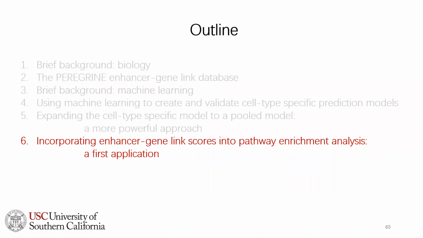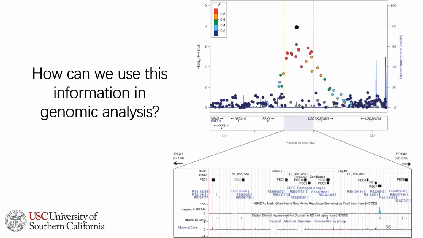So once we are able to come up with these final scores for the links, we would like to incorporate them in a real world application. So we want to incorporate enhancer gene link scores into pathway enrichment analysis. Think back to the example I brought up, where we found a GWAS variant that was significantly associated with the disease, and we know that it's in an enhancer, but we don't really know where to go from there. Once we have enhancer gene link data on that enhancer, that's no longer true. We can now apply that functional information.